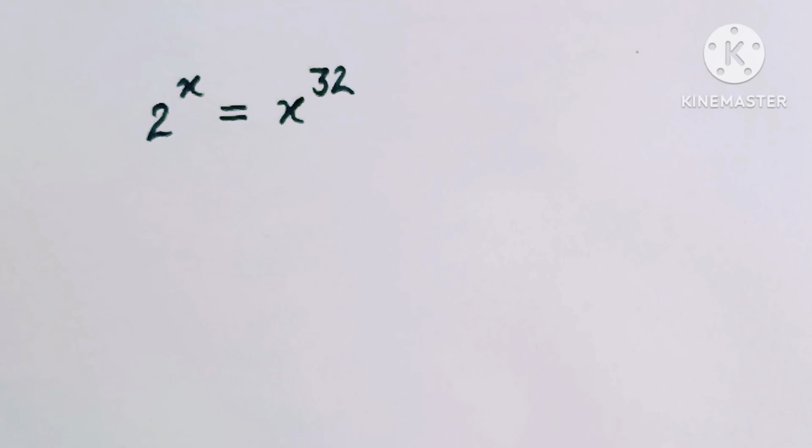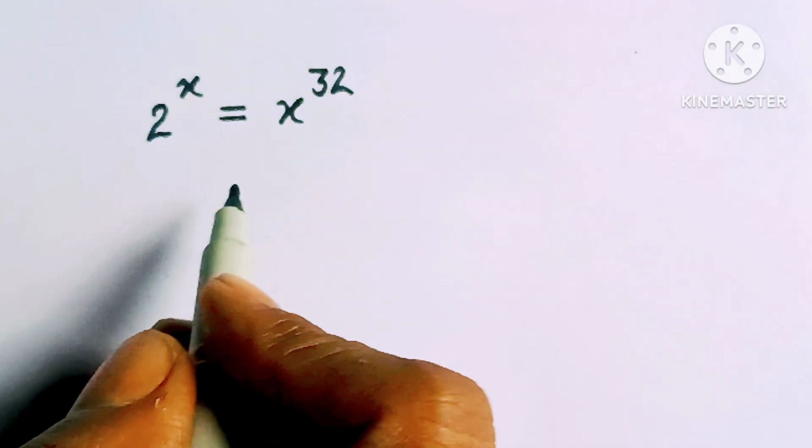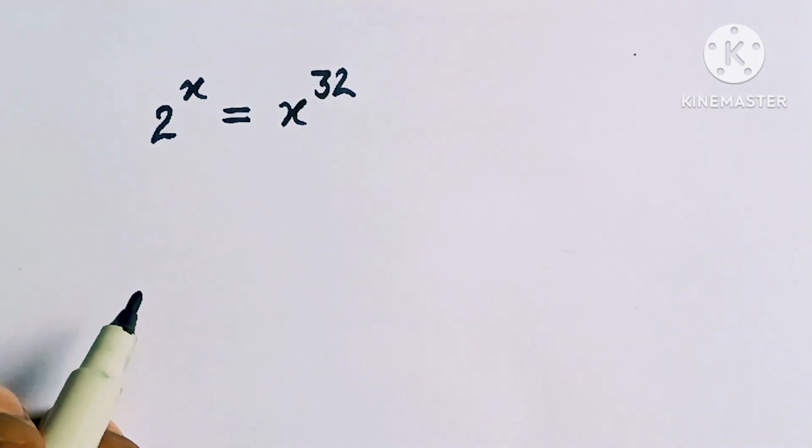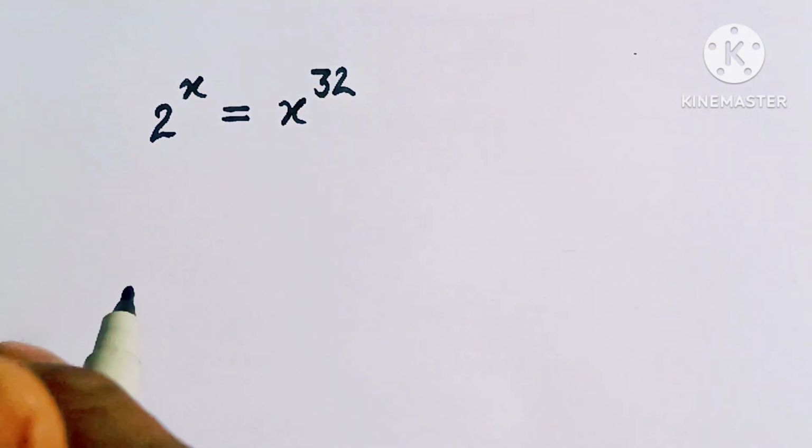Hello, let's solve this question. We have 2 to the power x equal to x to the power 32. How can we solve for the value of x?